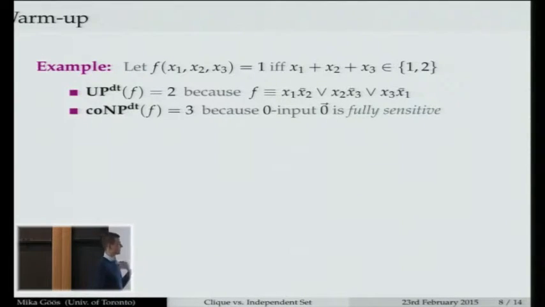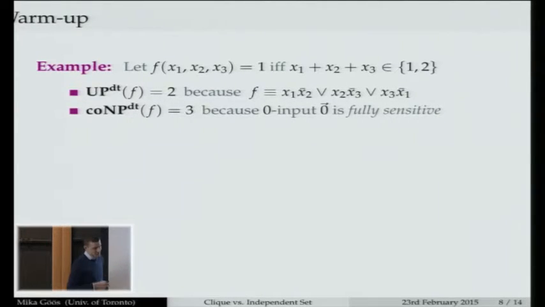You can see that by just looking at the all 0 input, 0, 0, 0. This input is fully sensitive. If I flip any one of the zeros to a 1, the function flips from 0 to 1. So there's no certificate for this all 0 input that doesn't read all the variables. If you don't read all the variables, I can still change the value of the function by flipping the variable you didn't read.